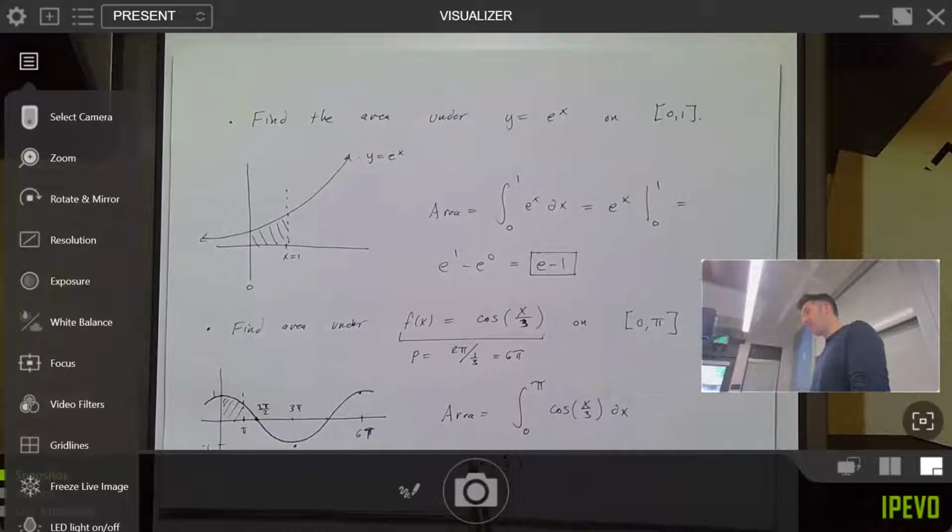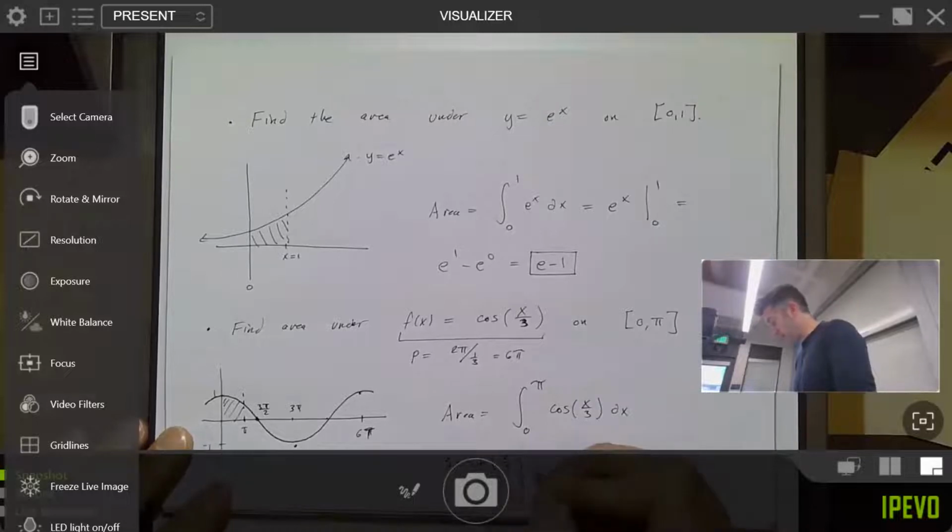If I took the derivative of this, I would get cosine of x over 3 times 1/3. But I don't have a 1/3 there, so I need to divide by 1/3 or multiply by 3 to account for that. This is again one of those examples of what I call a mini u substitution, where if the derivative would make you multiply by a constant, the antiderivative is going to make you divide by that same constant. So here we're going to get 3 sine of x over 3 from 0 to pi.